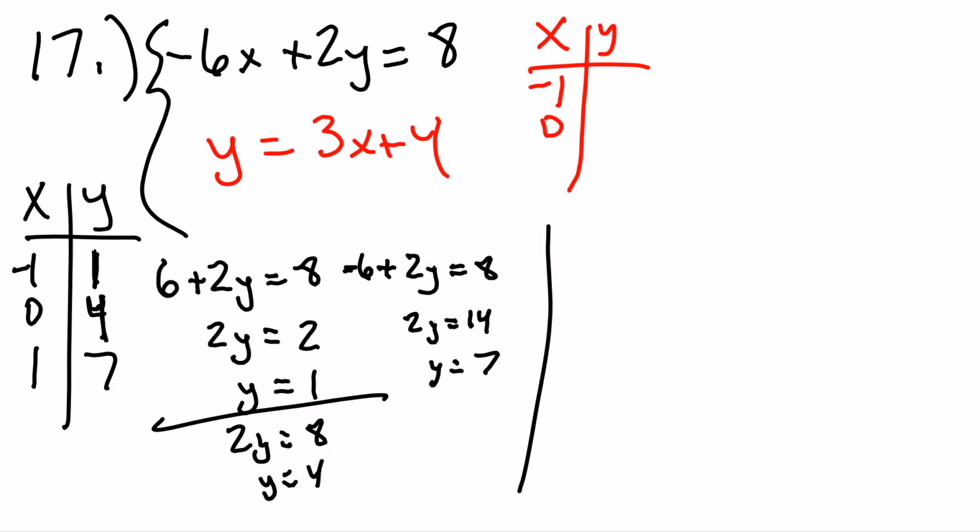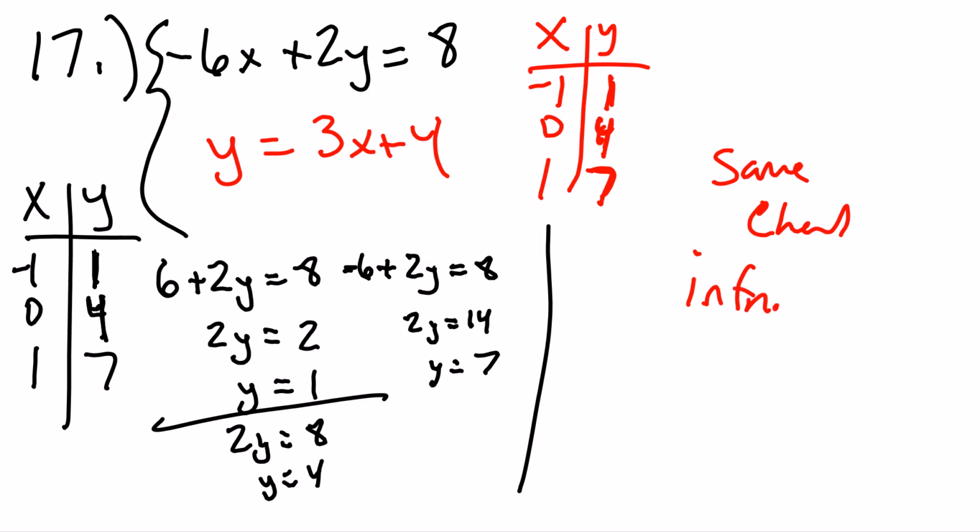I'm going to do negative 1, 0, and 1. The reason I always do negative 1, 0, and 1 is because, like the last problem, when they were the same line, they had the exact same XY chart. So I try to pick negative 1, 0, and 1 to start. I get negative 1, 1, because 3 times negative 1 is negative 3. I get 0, 4, and I get 1, 7. The same XY chart. So I know it's infinite solutions. I'm still going to graph it anyhow, but I already know it's infinite solutions.